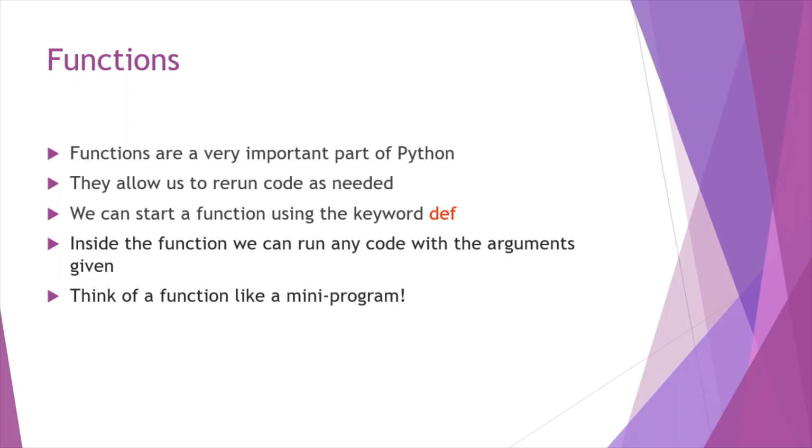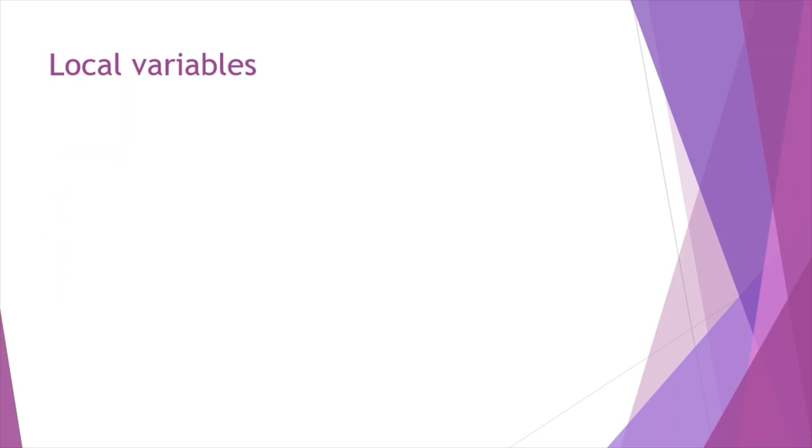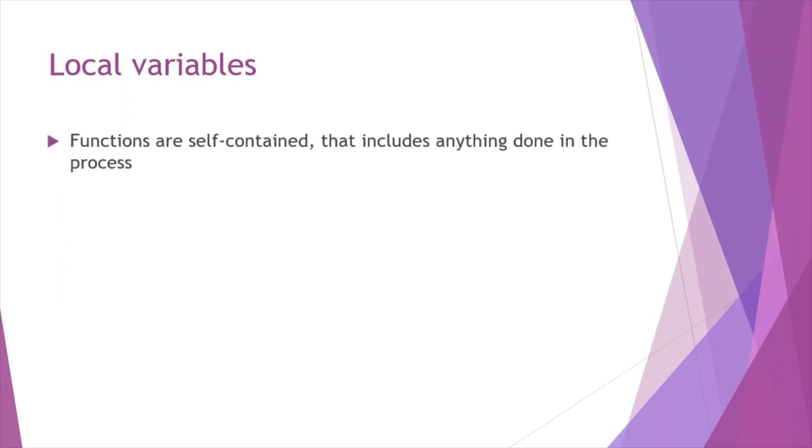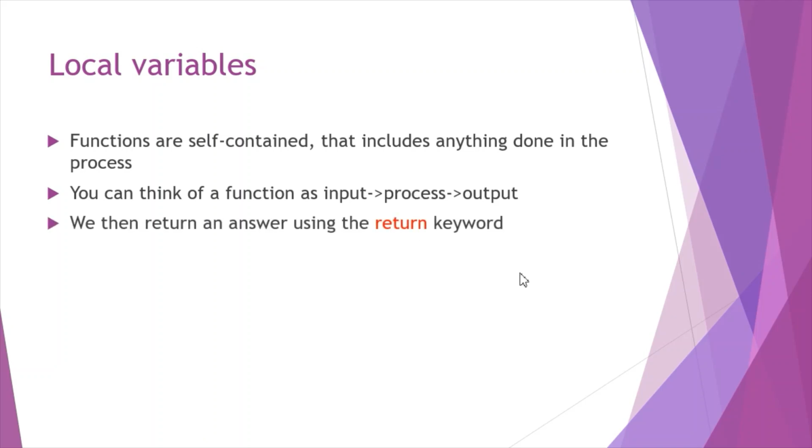So basically you have local variables, and they are self-contained, and that includes anything done in the process, so it's all thrown away at the end afterwards. You can think of it as input, process, and then output. Anything in the process after it's completed is just thrown away. And we can then return an answer using the return keyword.